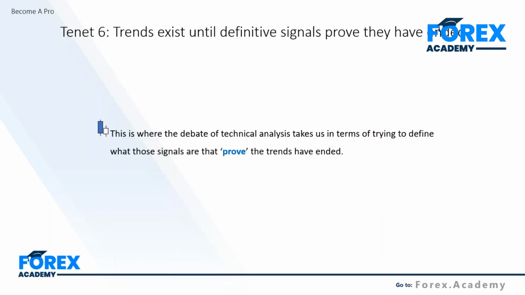And the last tenet, of course, tenet 6, which we can all discuss, it's very interesting as technical traders, is that trends exist until definitive signals prove they have ended. And we can all discuss this. This is where the debate of technical analysis takes us in terms of trying to define what those signals are that prove that trends have ended. And that is why, in fact, guys, we use technical analysis. We try and answer this last tenet, okay? But we take it as an assumption and we collectively use these tenets in Dow theory.